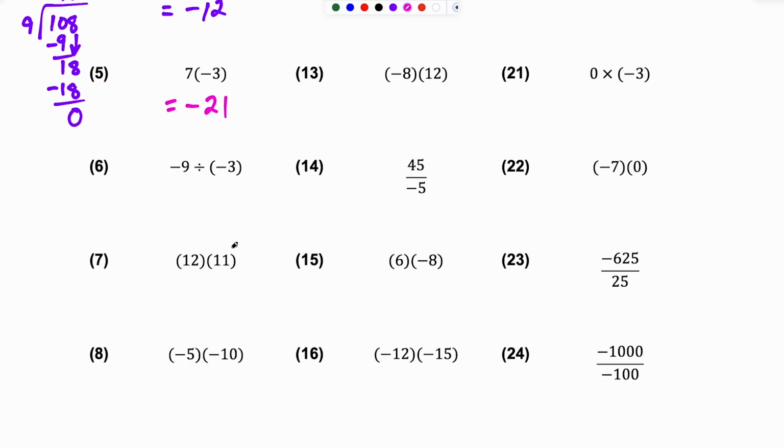Question 6, we have -9 divided by -3. For this one, we're dividing two negatives, so the quotient is going to be positive. Now we just think, what is 9 divided by 3? 9 divided by 3 is equal to 3.